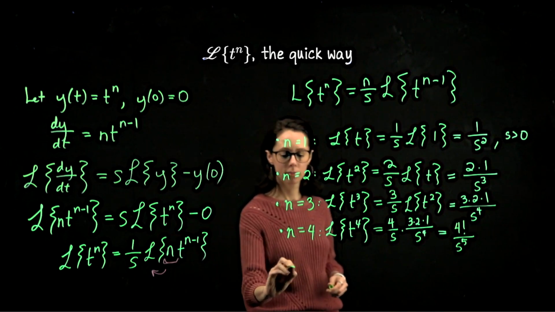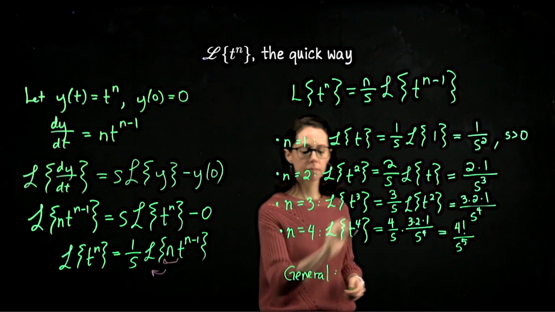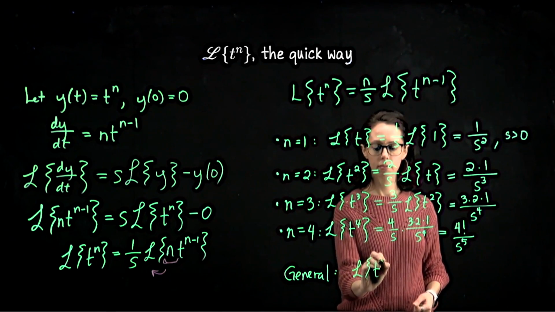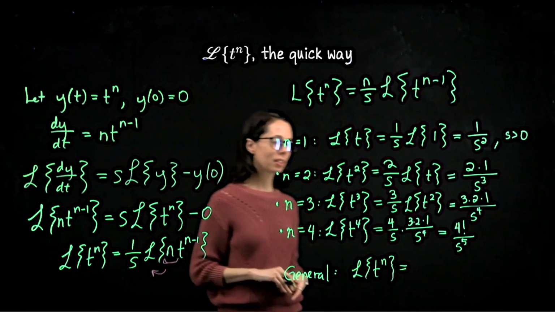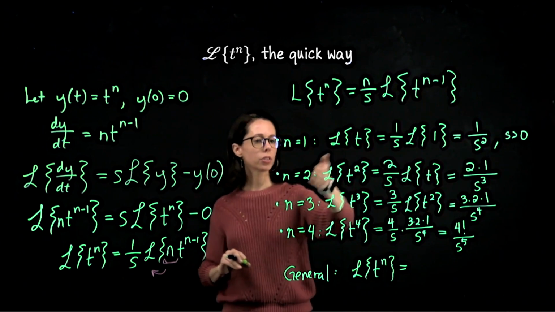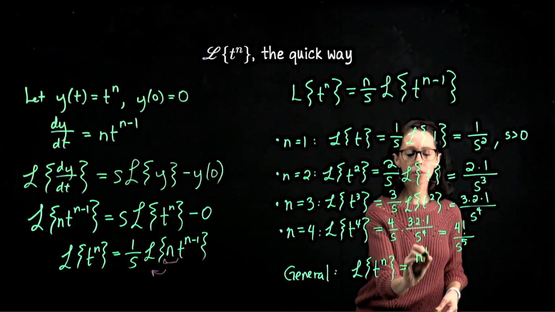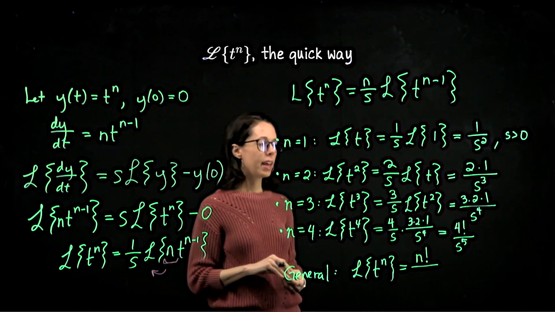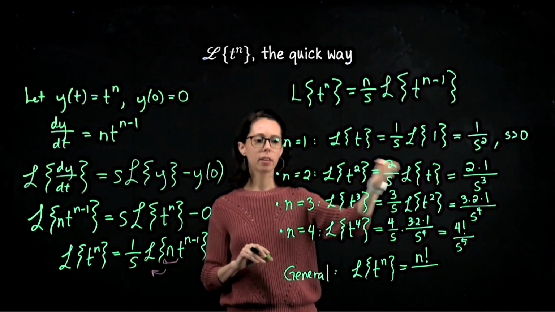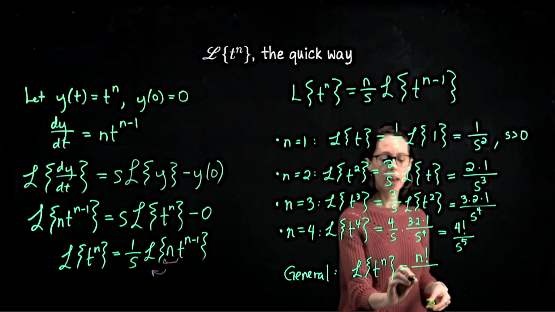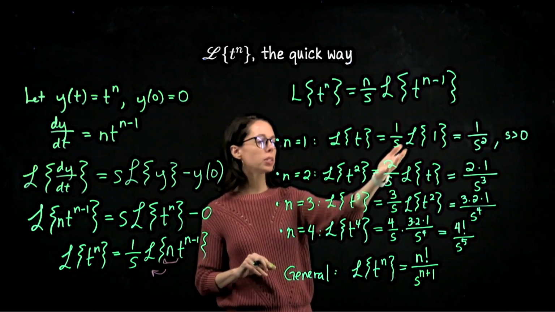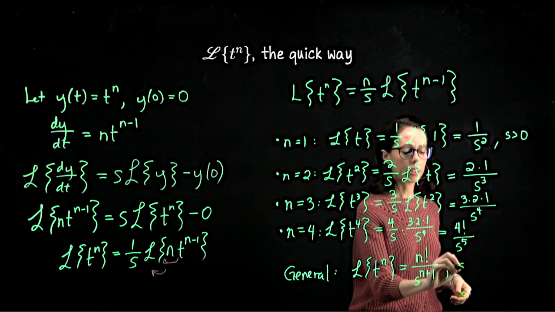So for general n, the Laplace transform of t to the n. Okay, let's compare numbers here. 4 was 4 factorial, 3 was 3 factorial, 2 was 2 factorial. So the numerator should be n factorial. And then for the denominator, when n was 4, it was s to the 5th. When n was 3, it was s to the 4th. When n was 2, it was s cubed. So it should be s to the n plus 1. I stopped writing the domain, but it's always going to be the same as what we started with, which is positive s.